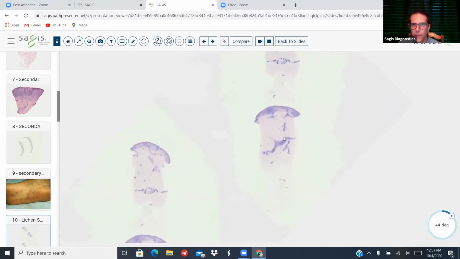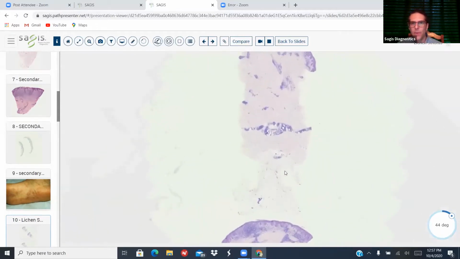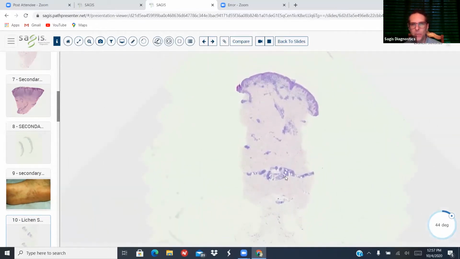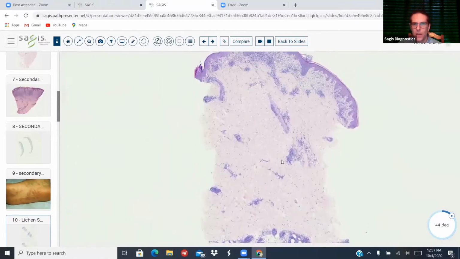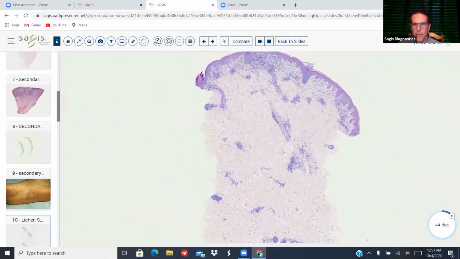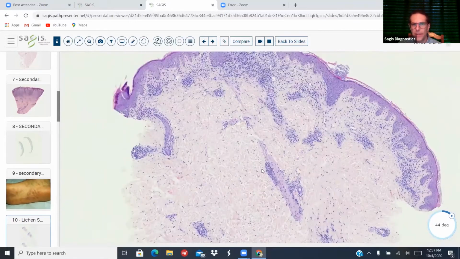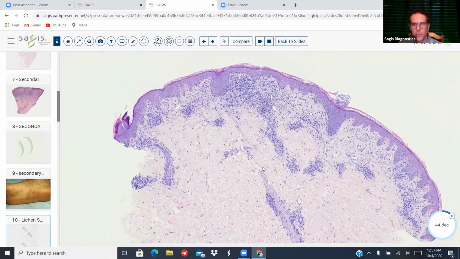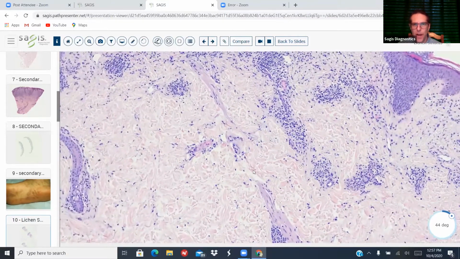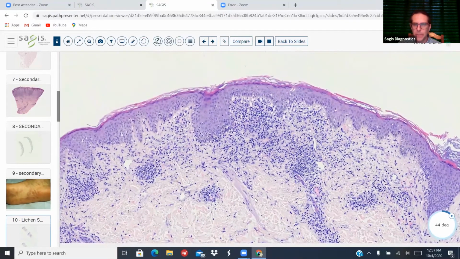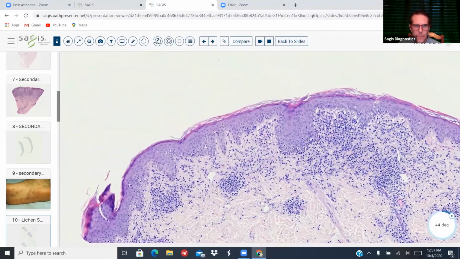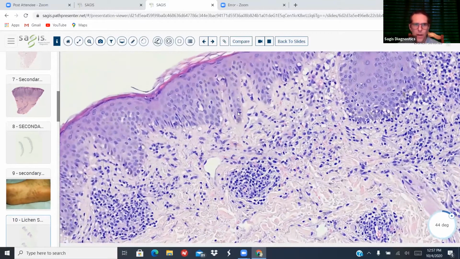All right, so again, with our Bernie Ackerman pattern recognition, we have a superficial and deep perivascular infiltrate. And so that takes us to the second slide that I was talking about. All right, so again, we still don't know if this is an interface dermatitis or not, because superficial and deep can be seen in spongiotic and psoriasiform dermatitis. All right, so we go to higher power.